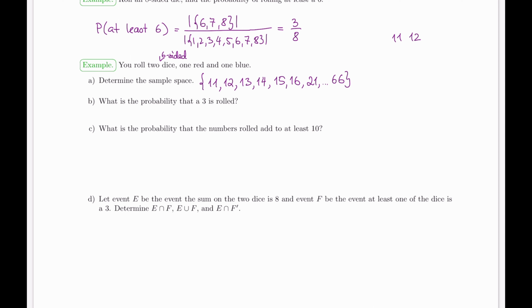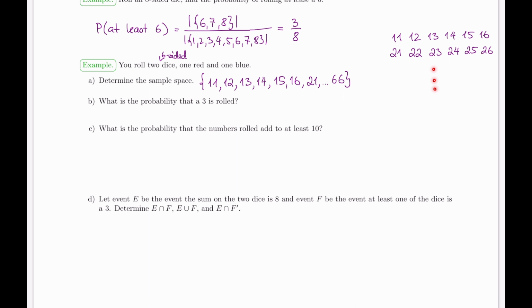So 1, 1, 1, 2, 1, 3, 1, 4, 1, 5, 1, 6. So my first row will correspond to my first red die, all being 1s. The second row could be all the possibilities where the red die is 2 and all the options for the blue die are listed, and so on.